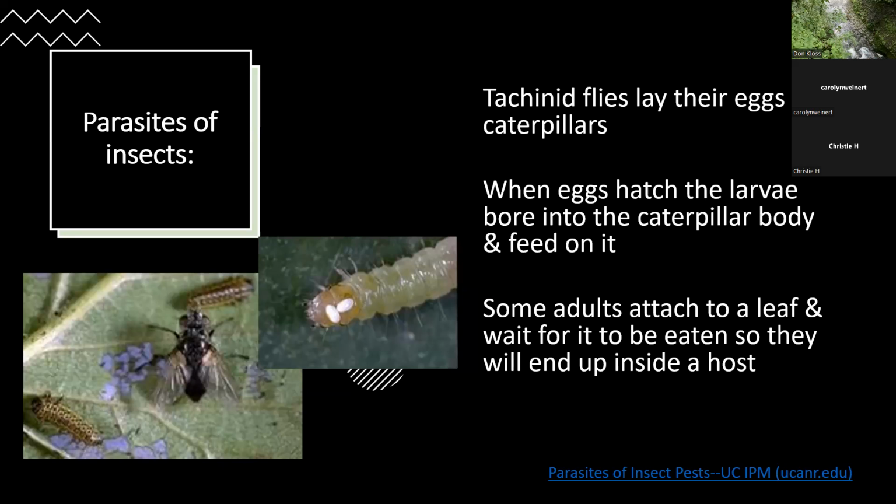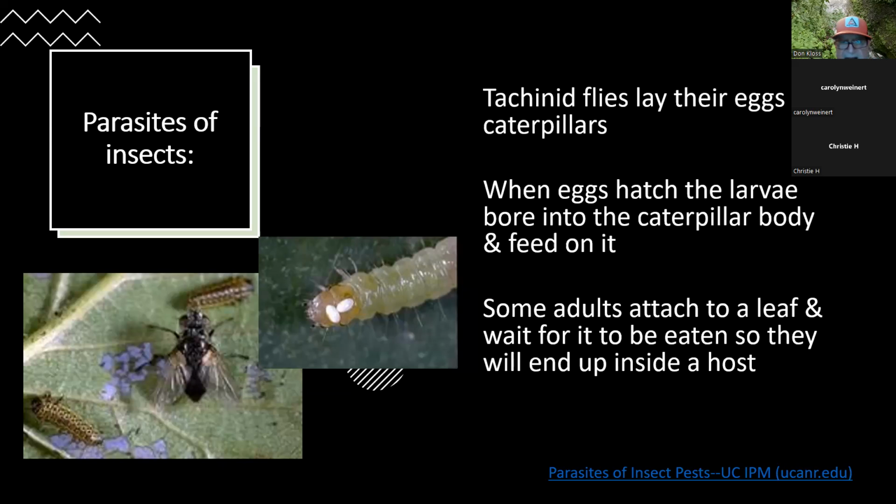Now, another one, and there are a lot of these actually that do this, the tachinid fly. It lays its eggs actually on top of caterpillars. As you see here in the middle photo, when the eggs hatch, the larvae bore into the caterpillar body and feed on it.